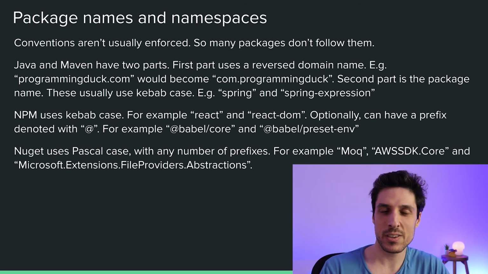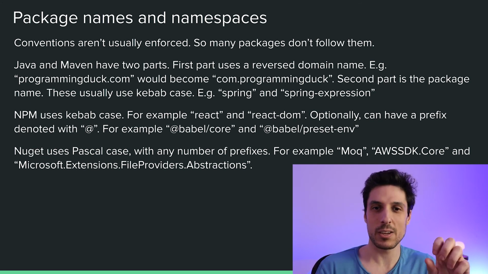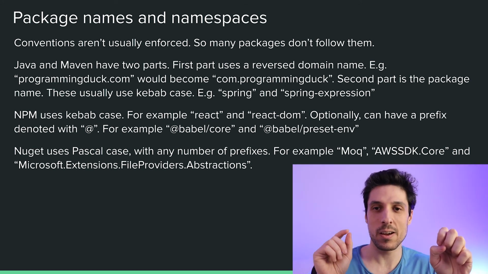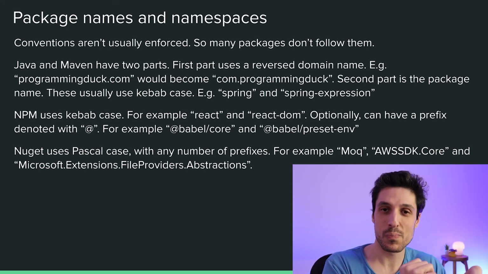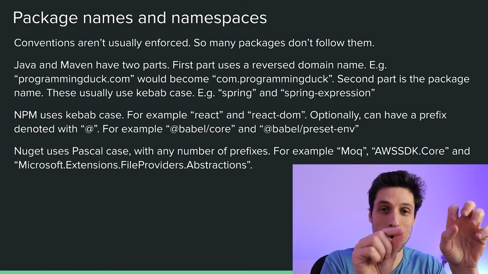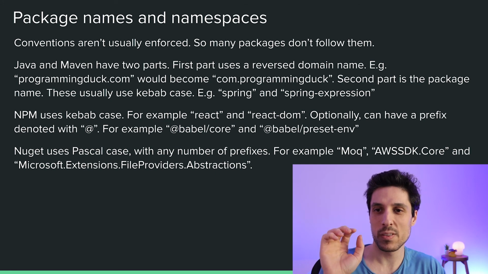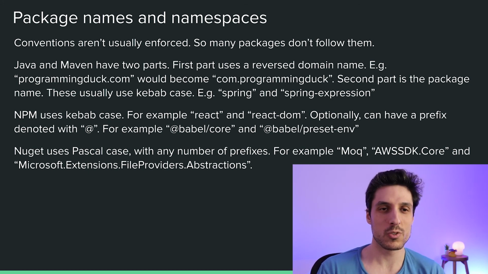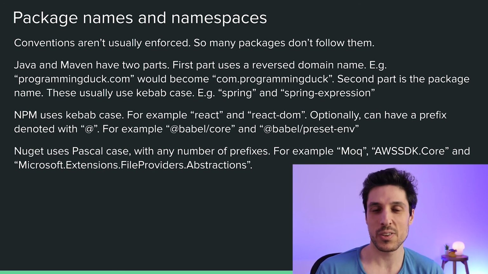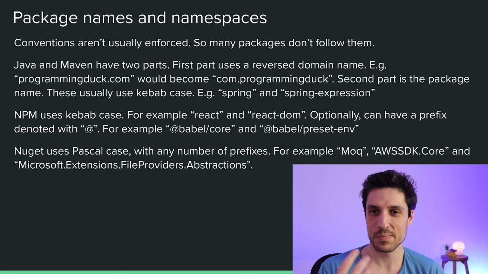Now, if you're using Maven, which is the Java package repository, the format is that you have a group ID that comes first, and that's generally a reverse domain name. So if your website is programmingduck.com, the group ID would be com.programmingduck, okay, the reverse domain name. And then the artifact ID is what you call the thing. For example, for Spring or Spring IO, or whatever the packages in Spring are, the general convention I've seen is lowercase with hyphens to separate the words. Okay, so kebab case basically.